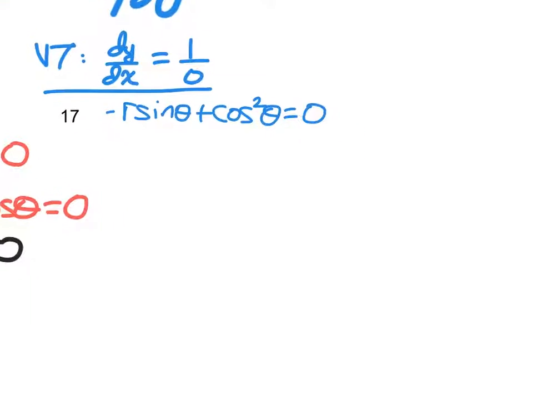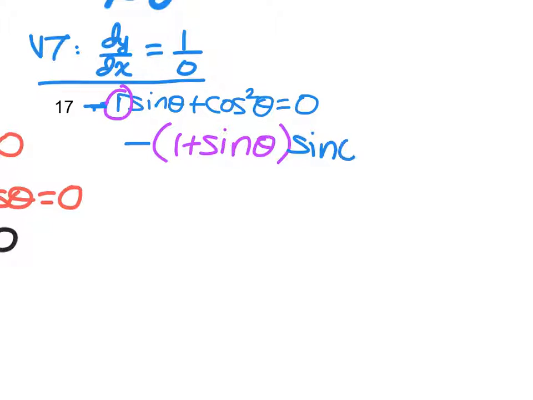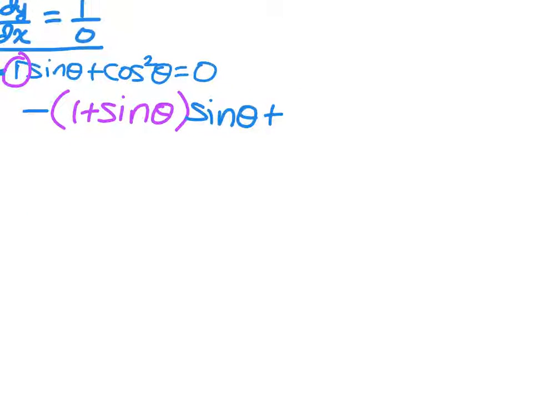All right, so then the vertical tangent. Turn my pen on. So again, I'm going to pop in for r the 1 plus sine theta. I still have that negative in front, so I'll just reproduce that there: 1 plus sine of theta. And then we have the sine theta that's already there, plus cosine squared theta, all equal to 0.